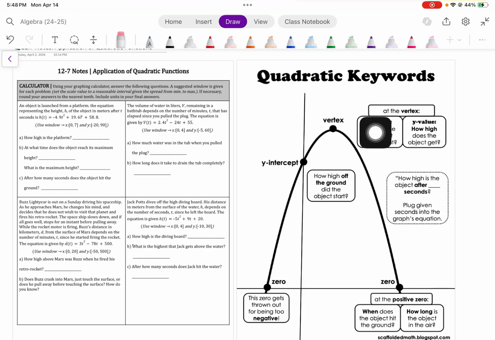If you ever have any questions about what the vertex usually means, what the y-intercept is, or what my x-intercepts usually mean, this is a really good resource for you to use. But let's go ahead and dive in.